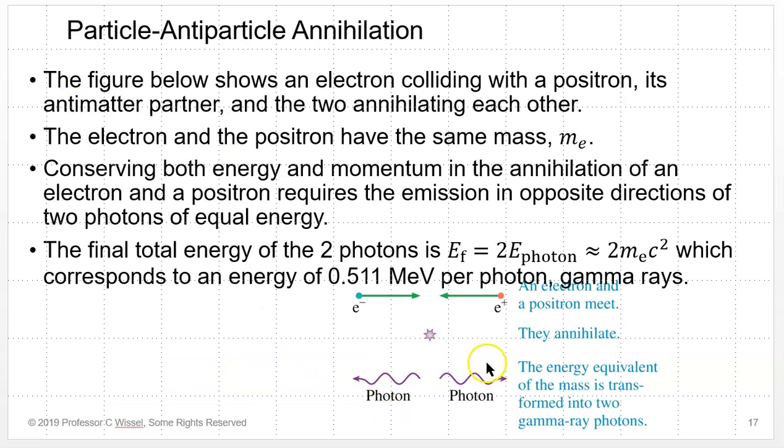The figure below shows an electron colliding with a positron, its antimatter particle, and the two annihilating each other. The electron and positron have the same mass, m_e, but opposite charges. And the positron, of course, is the antimatter particle of the electron.